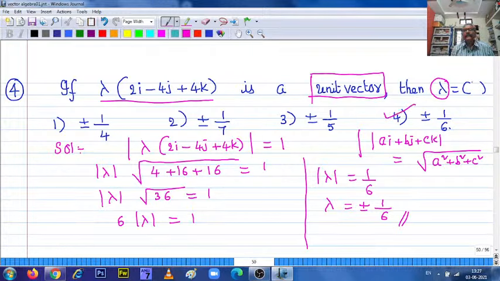Plus or minus 1 upon 6. The fourth one is the right answer.